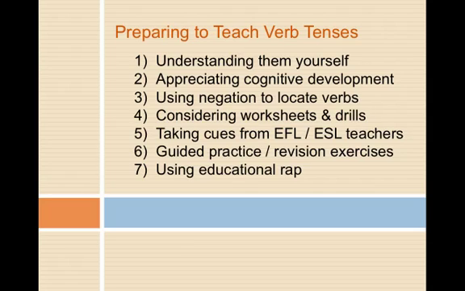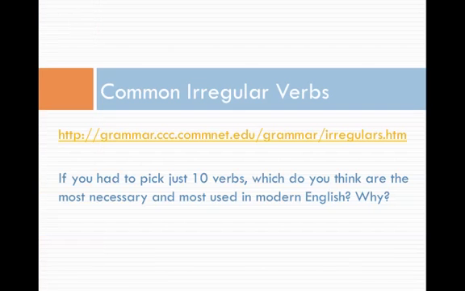You can teach older students to use not to locate verbs. Maybe there are some instances where worksheets and drills are helpful, especially with irregular verbs. We can learn a lot from English as a second language teachers. Their techniques and exercises often can help native speakers. We're going to look at an example of guided practice. How can we help students with verb tenses? And there are also plenty of songs and raps that help students remember the names of things like present progressive in a fun way.